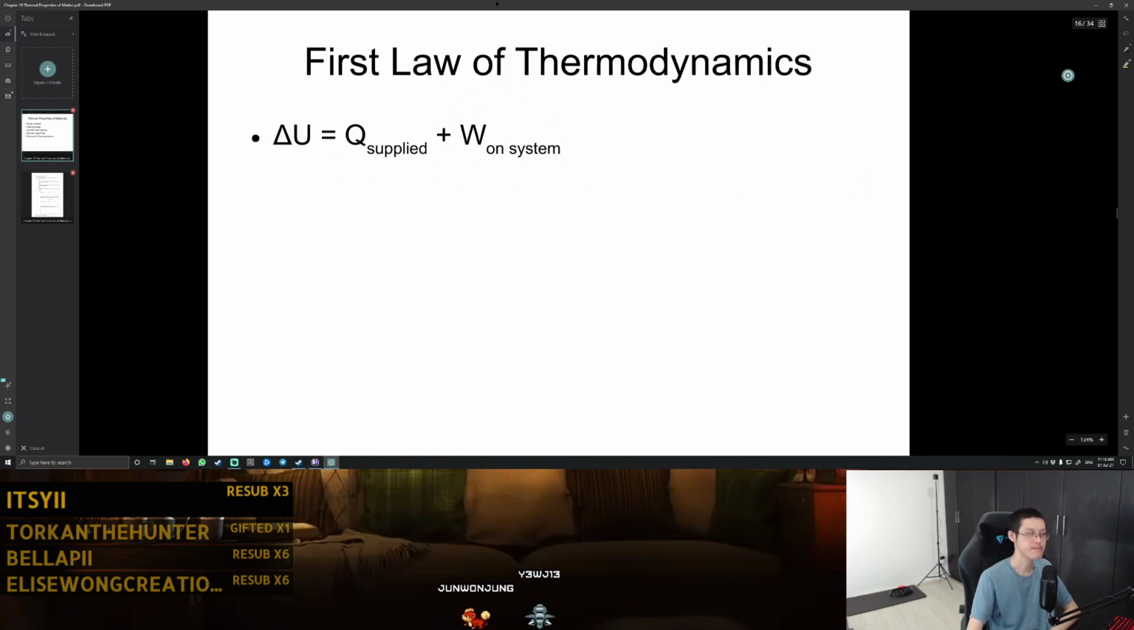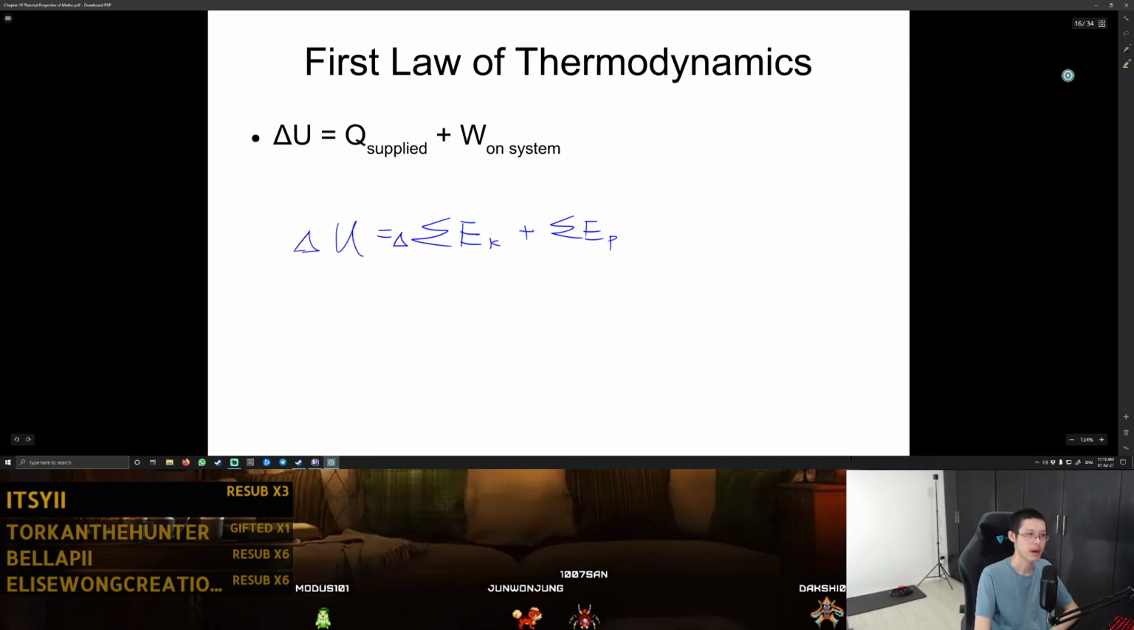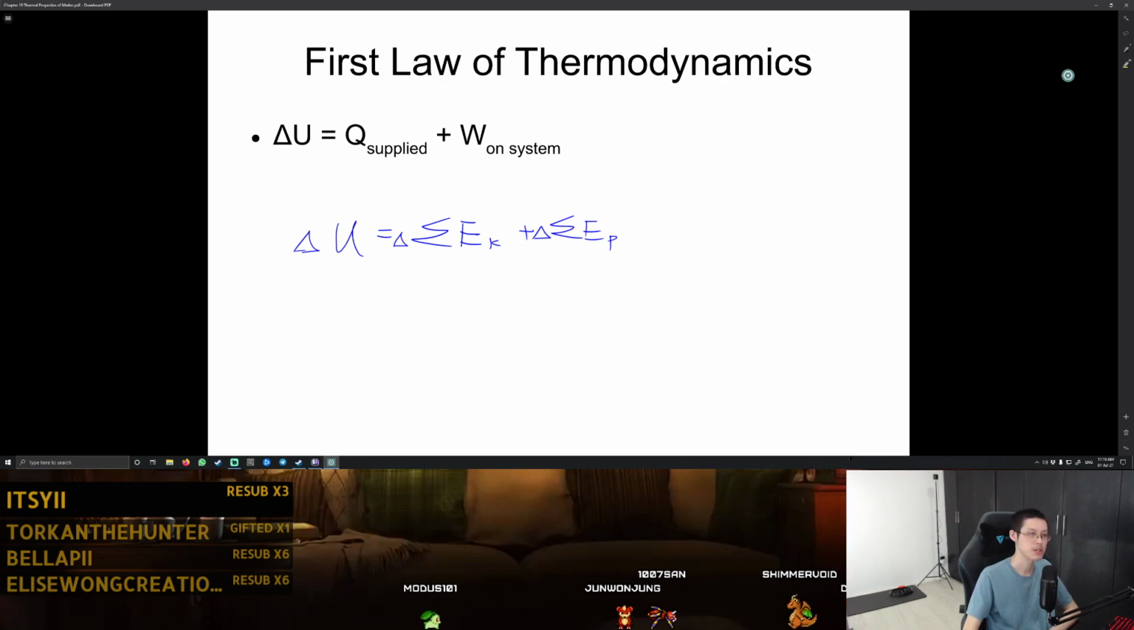Okay, so remember that the internal energy, U, is actually the total kinetic energy of all the particles in the system plus the total potential energy of all the particles in the system. So a change in the internal energy would imply a change in one of these variables as well. It could be a combination of the two, or it could be just one of them.